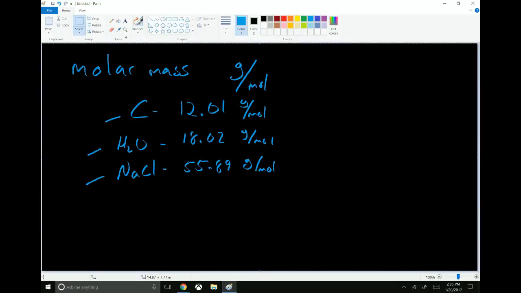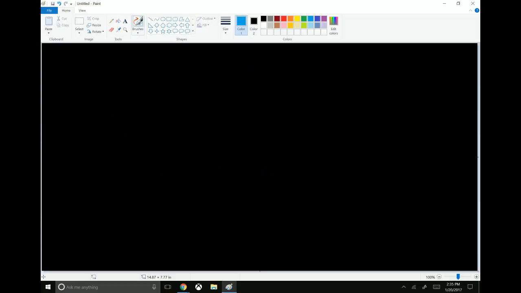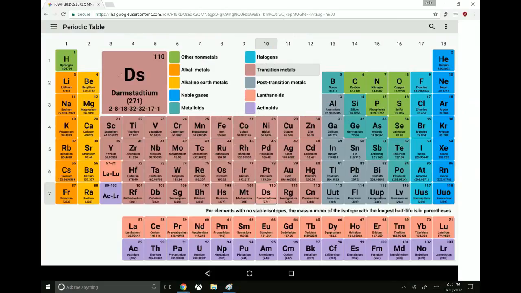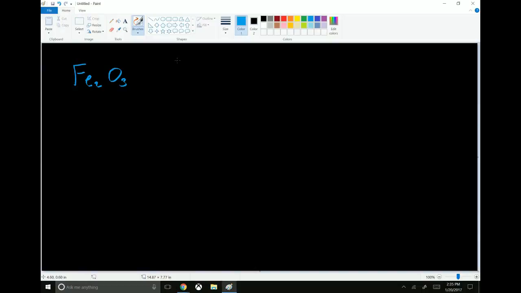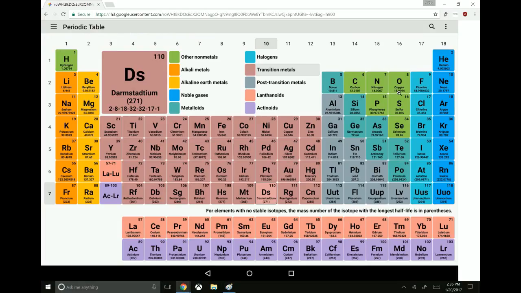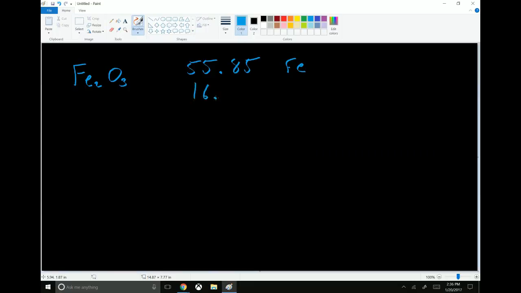So the way you come up with molar mass is for whatever substance, let's look at iron oxide, rust. You look at the periodic table, and you're going to need the atomic mass. So looking at iron, that's 55.85. That's iron. And oxygen is over here, and it is 15.9994. So I always round that off to 16.00 for oxygen.